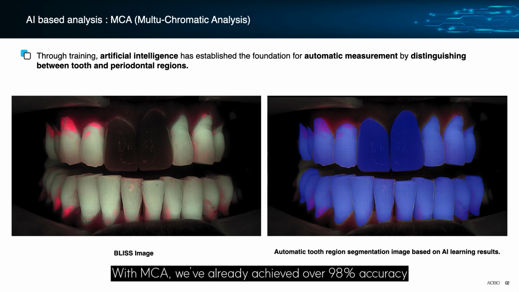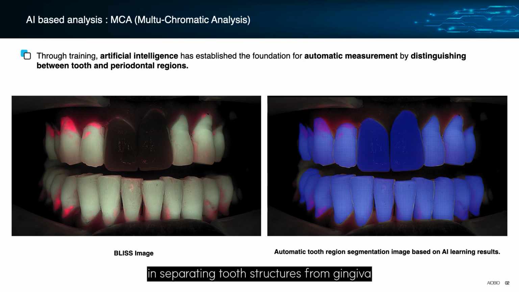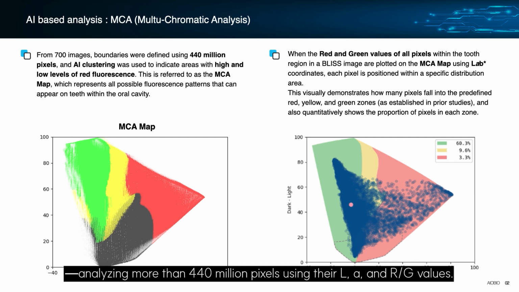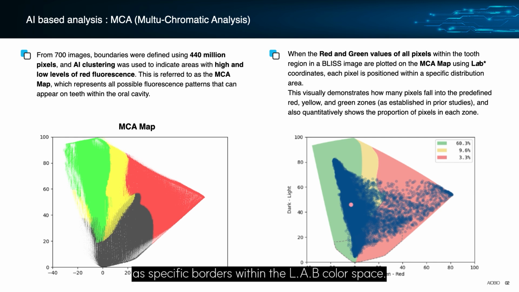With MCA, we've already achieved over 98% accuracy in separating tooth structures from gingiva across numerous clinical cases. We applied clustering algorithms to over 700 segmented cases, analyzing more than 440 million pixels using their LA and RG values. Through this clustering, we found that RGB values could be mapped as specific borders within the LAB color space. This result is what we refer to as the MCA map.